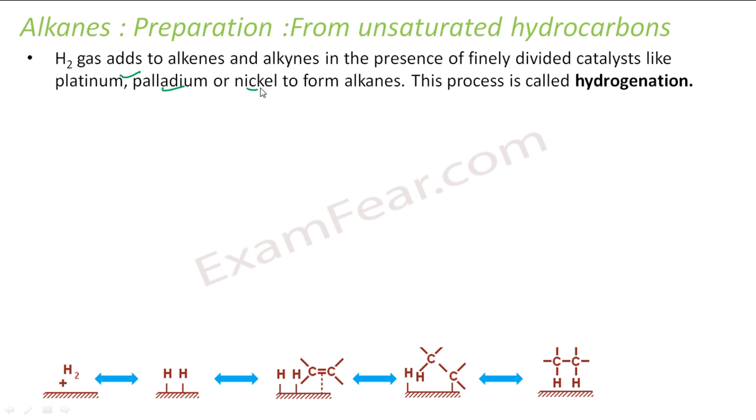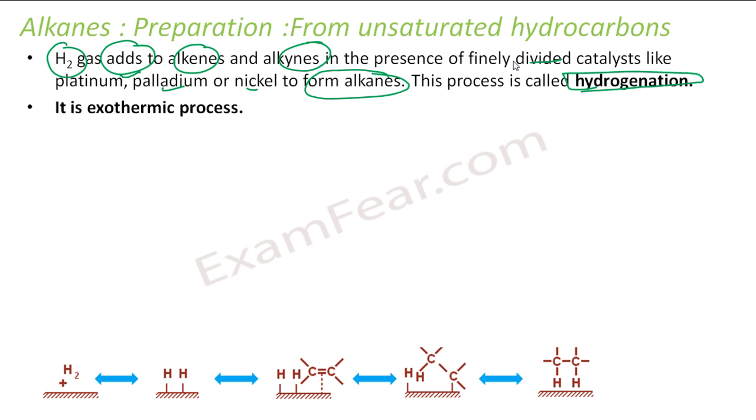Please note the catalyst has to be finely divided, so the surface area is large. This process is called hydrogenation, where you add hydrogen to alkenes and alkynes to form alkanes in the presence of these catalysts. Why hydrogenation? Because you are adding hydrogen to it. It's a little tricky process, and before we discuss it, let's understand some more attributes of this process.